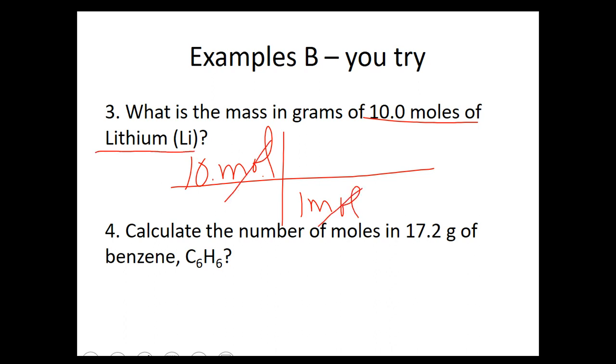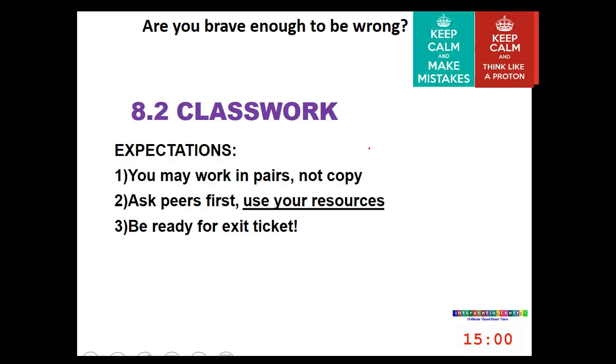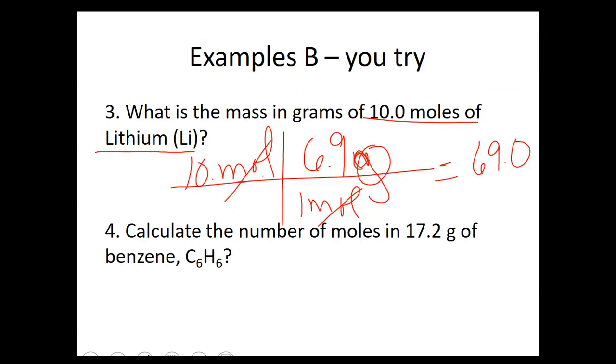Now I need to look on the periodic table for lithium, and I'm going to round that to 6.9 grams. So again, I can do 10 times 6.9, and we get 69.0, and my unit left is grams.